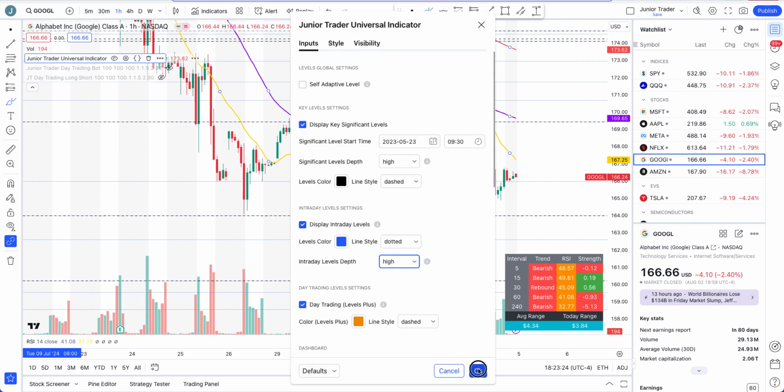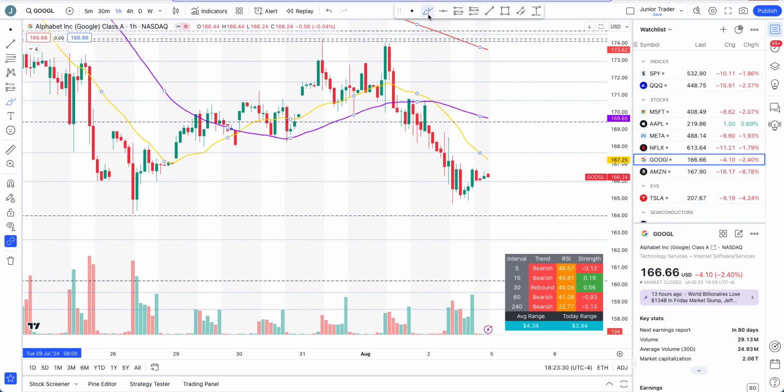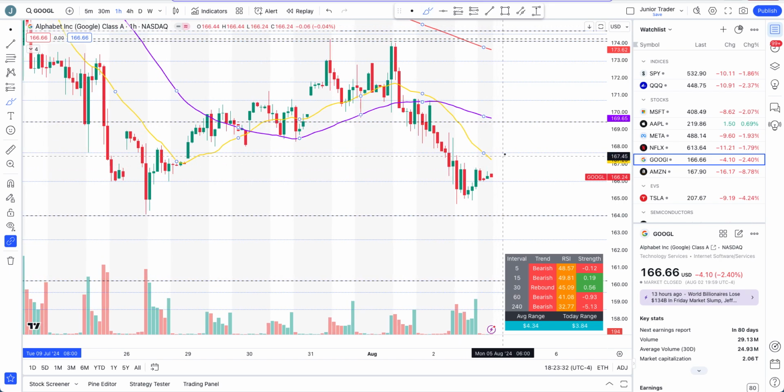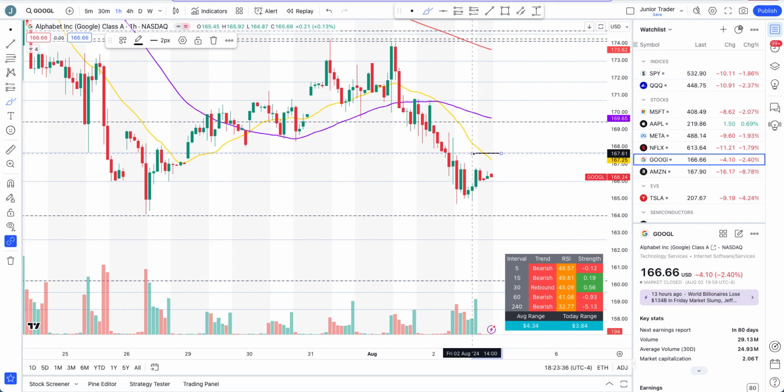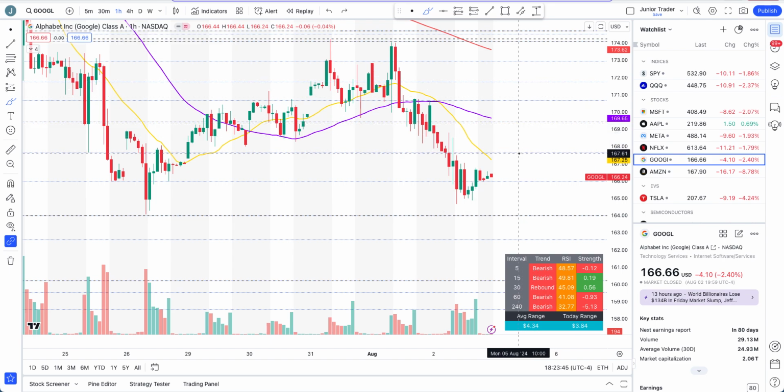Intraday depth level, let's do it high on Google for now. All right, yep, got the levels that I was wanting. So this is the level I would say. If Google can get above 167 and 61 cents, then for the near term this can become a double bottom here, and for a day or so we can see an upside, but that will be the level to watch.